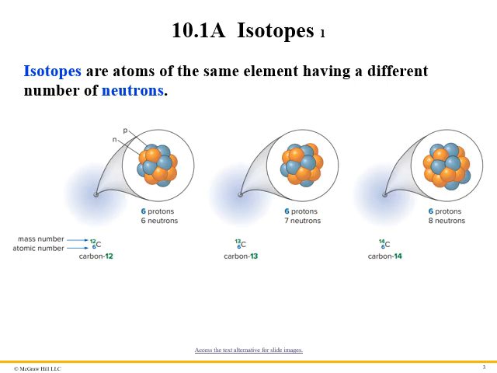Keep in mind that the number of protons will never change when we are dealing with an isotope. The reason for this is that the number of protons will give you the identity of the element. So if we change the number of protons, we are essentially changing the element.